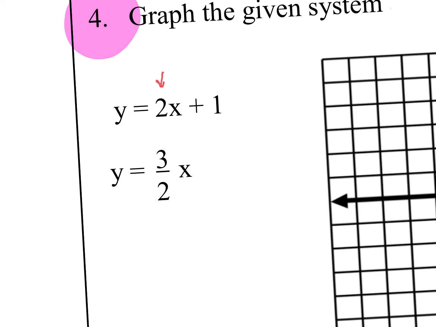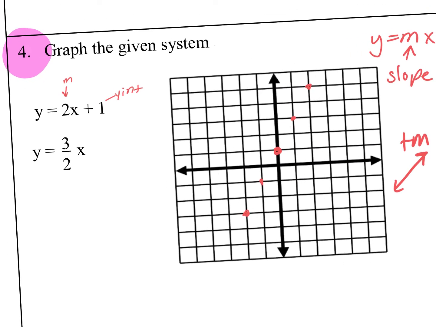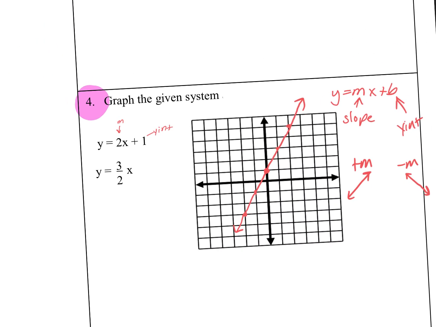So here, I'm going to do 2 different colors. My slope here is 2 over 1, right? And my y-intercept is at positive 1, so I'm going to go to positive 1. My slope is up 2 over 1, up 2 over 1, down 2 over 1, down 2 over 1. You guys agree? I'm going to draw the straightest line I possibly can.